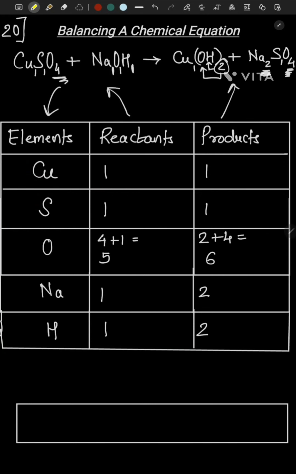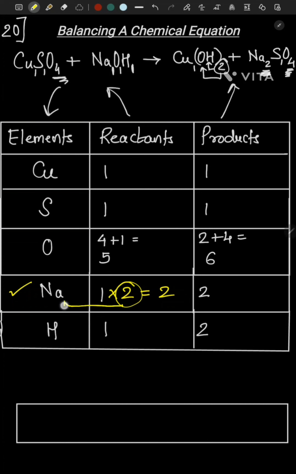Let us start with sodium. As you can see, sodium we have 1. The above ones are very much balanced, but oxygen is complicated. So let's start with sodium. I have 1 and 2. So I know that making 1 as 2 is quite easy. I just have to multiply 2.